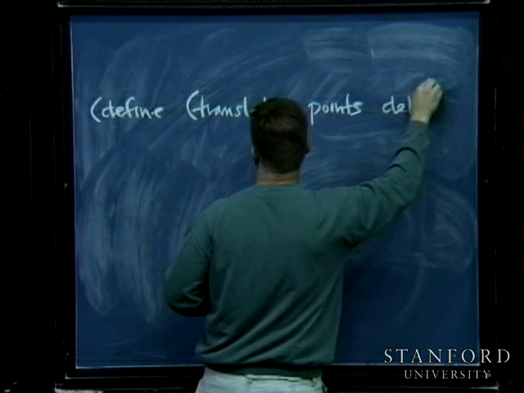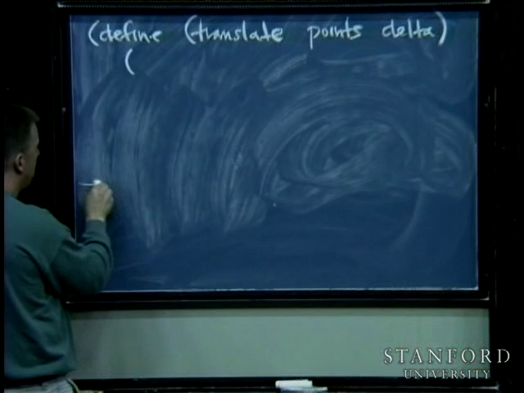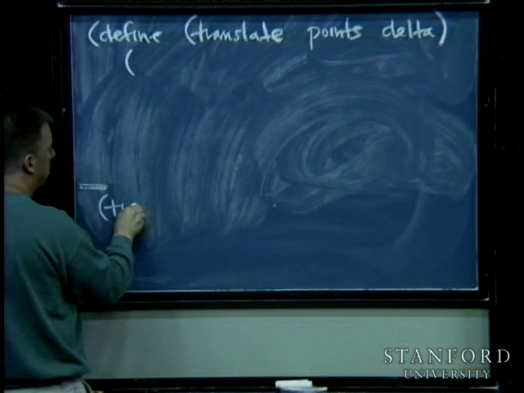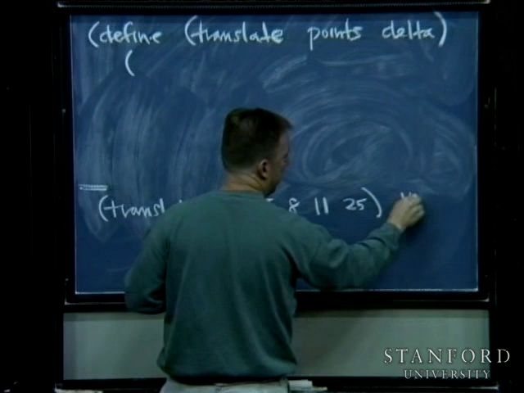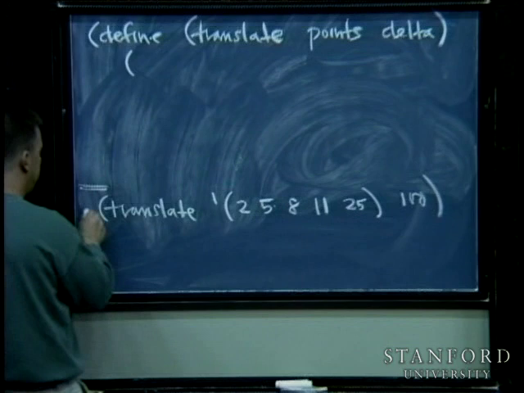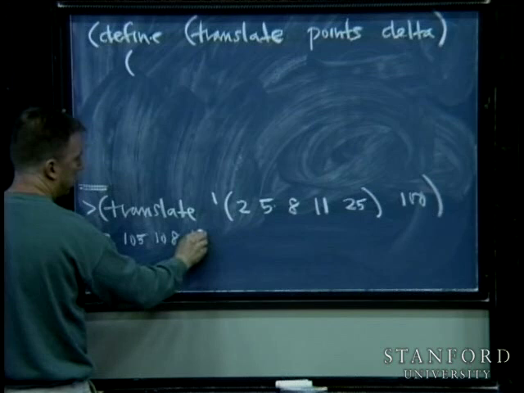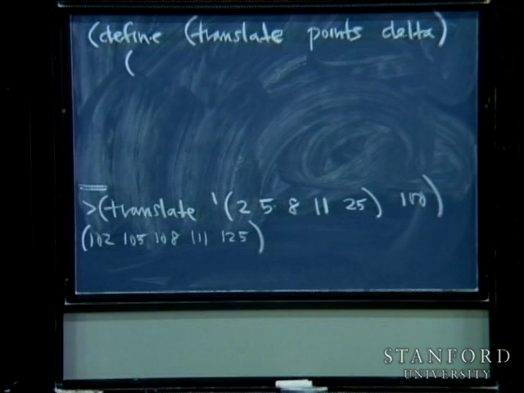Now, before I go in and fill in the body here, this is how I want it to work. I want to be able to call translate against 2, 5, 8, 11, 25. And I want to be able to pass in 100. Okay? And I want it to spit out 102, 105, 108, 111, 125, just like that. Okay?